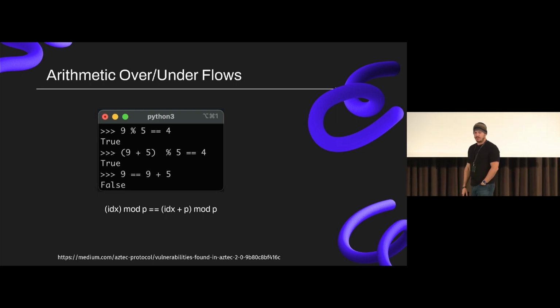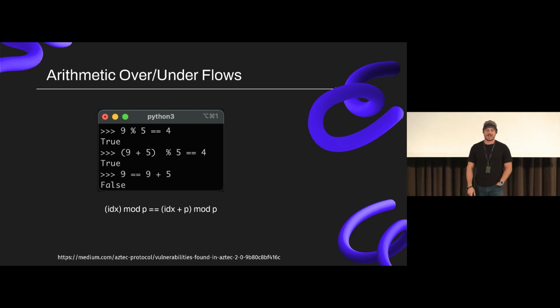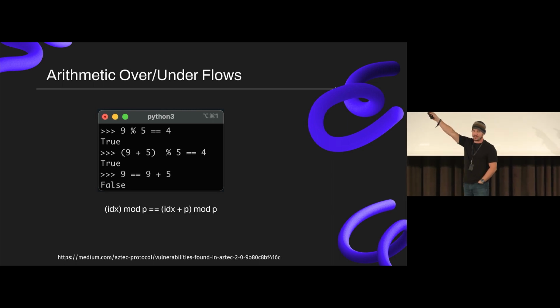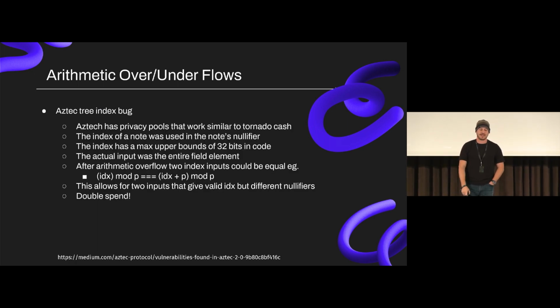So right here, the lower statement says index mod p is equal to index plus p mod p. In the top line you see 9 modulo 5 is 4, but 9 plus 5 modulo 5 is also 4, but 9 does not equal 9 plus 5. Right? So this is really important, because if you do these checks, this false check right here would prevent things from happening. If you leave that part out, you have problems. And this is a really fun example.